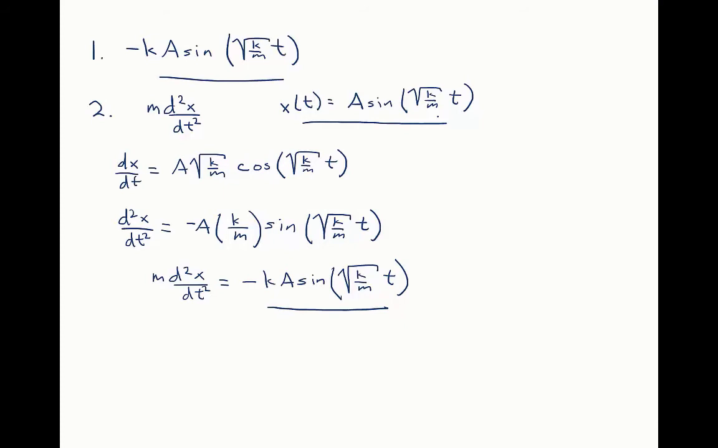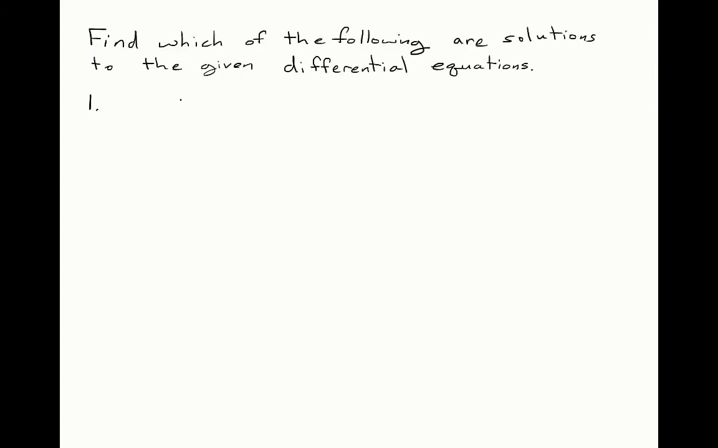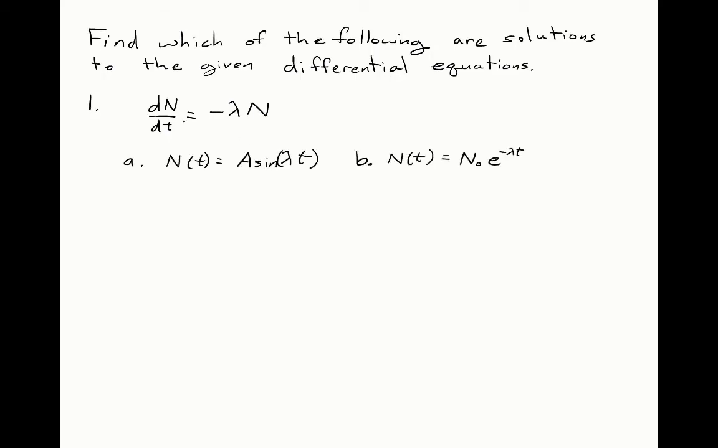Now I'm going to give you a couple differential equations and a couple possible solutions, and I want you to figure out which possible solutions are solutions. Okay, so your first differential equation is this, and this is actually the equation for radioactive decay. In this equation, n is your dependent variable, t is your independent variable, and lambda is a constant. This a and this n naught are also constants.